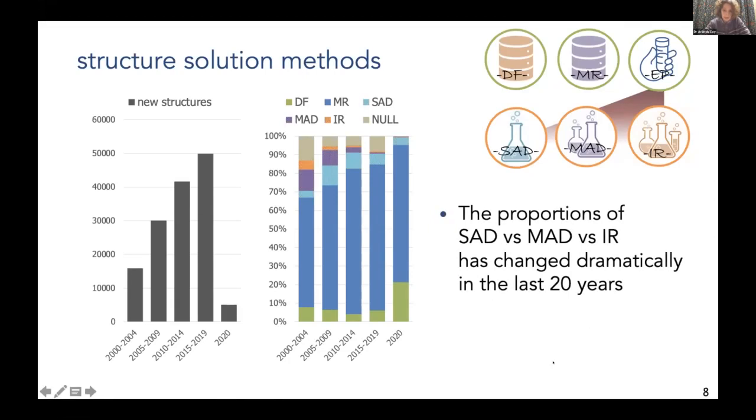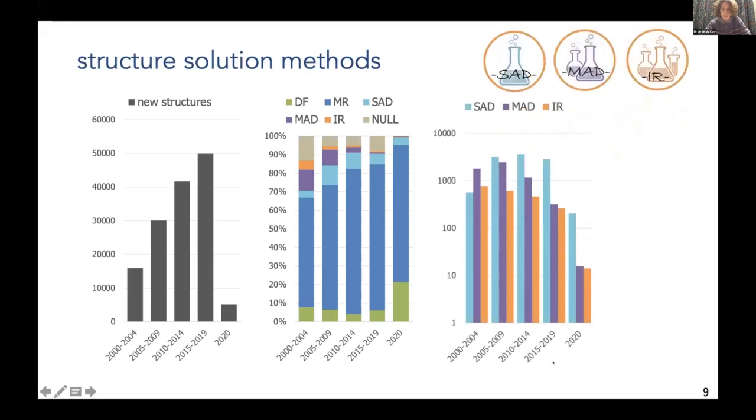Then if we look at the remaining structures, all the ones that are solved by experimental phasing, you can see how the proportion of SAD versus MAD versus IR has changed over the years. So 20 years ago, MAD was really popular. Now SAD completely dominates, and hardly any structures are being solved by isomorphous replacement or MAD methods. If we split that up instead into numbers rather than percentages, and that's the log scale on the right here, you can see that actually the numbers haven't changed so much. It's really just that the number of structures is going up, and all the new ones are being solved by molecular replacement. And we'll come back to these lonely little 14 isomorphous replacement structures later on.